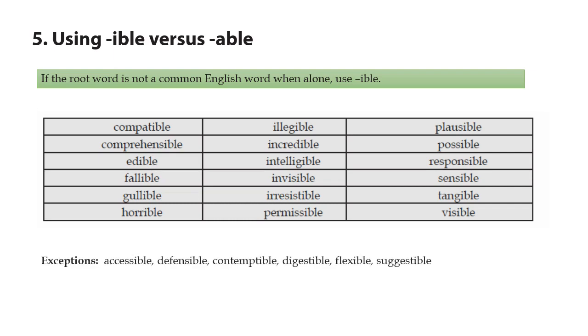Now, there are some exceptions. Words like accessible, defensible, contemptible, digestible. These are some exceptions to that rule. If you take away IBLE in these exceptions, you still do have a regular English word.